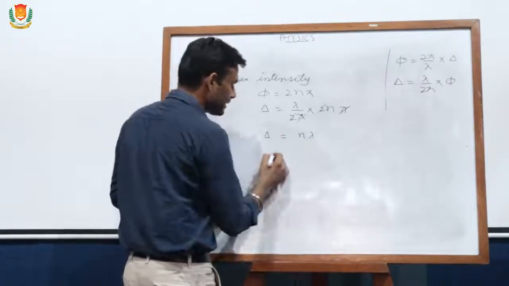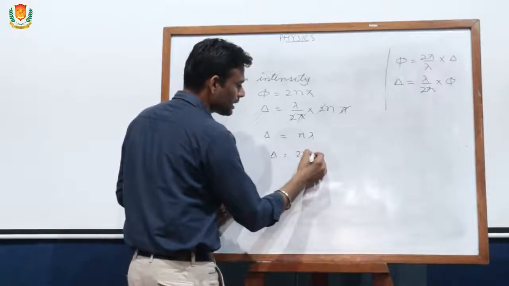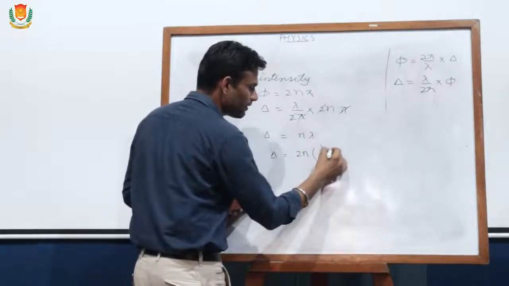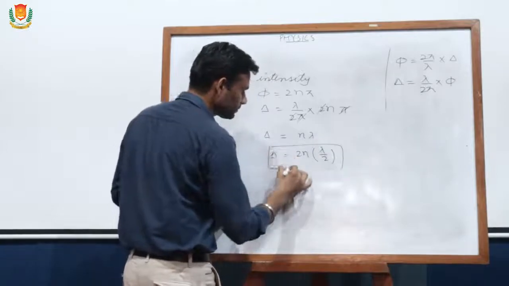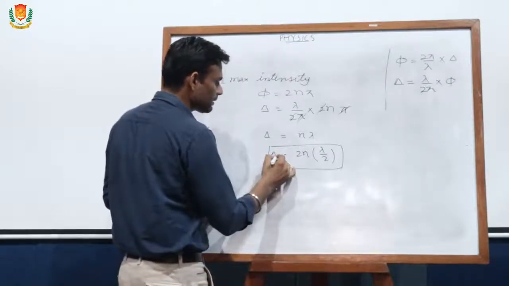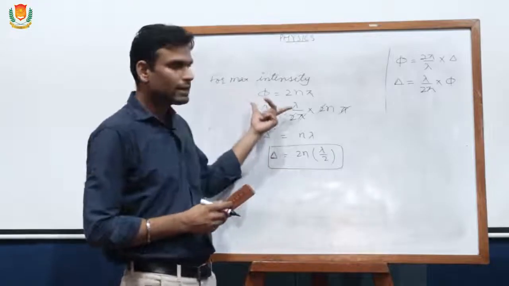or we can write it as an even multiple of half wavelength, right? So this is the path difference. This is the condition of path difference for maximum intensity.